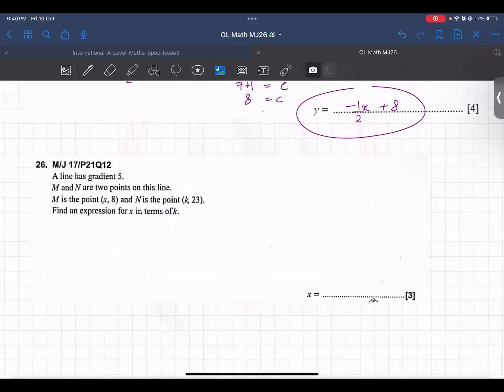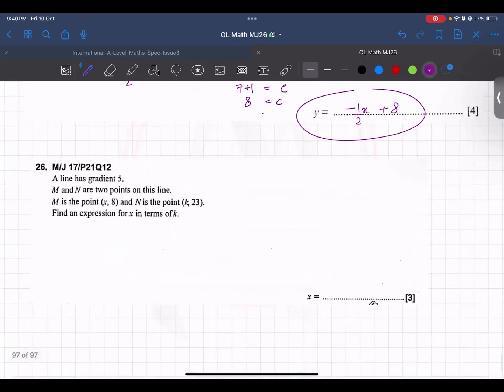In this question, they have given you that a line has gradient 5. So the gradient is 5. M and N are 2 points on this line. They're asking you to find an expression of x in terms of k. So you have to make x the subject. First of all, they have given the gradient and they have given you 2 points. So you can use the gradient formula.